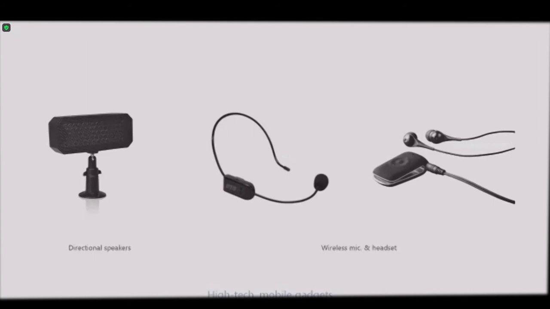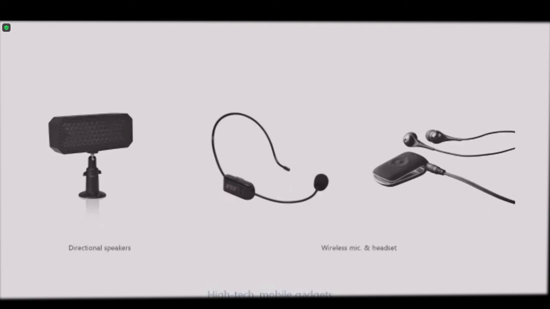Because now we can use this kind of high technology gadgets, directional speakers that allow you to send your voices in just one direction. So if you happen to be in the other part of the space, you don't hear it. And lecturers can wear a wireless microphone and headset, so they can speak very softly. They don't need to raise their voices either.